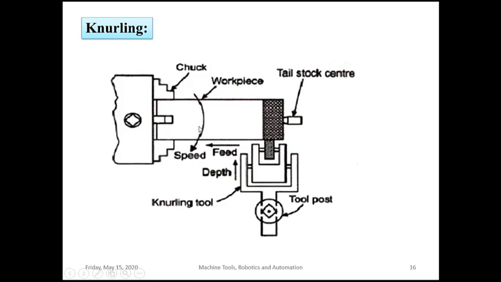Then it is made to rotate, and this is the support, that is the tailstock, or you can call it the dead center. You can see here this part of the workpiece, on which the impression has already been made. Different types of impressions can be made by making use of different tools. So this is the diagram you need to write for knurling.